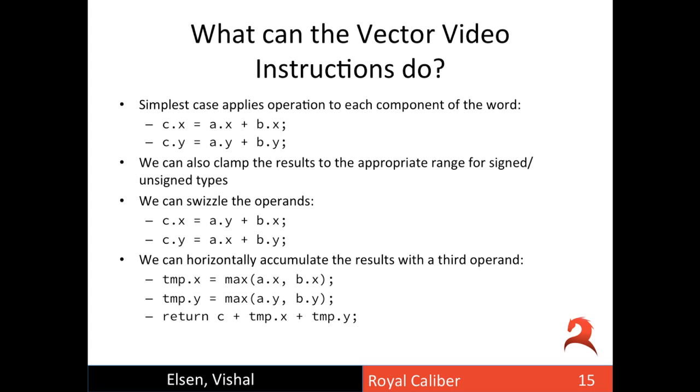One other thing you can do is swizzle the operands. Swizzling is a terminology from graphics. Basically, it means we can reorder the components of the word. And then finally, the last thing that's really nice is we can do horizontal accumulation operations between the components of the word. So in this case, for example, if we imagine that A and B are 2 input vectors, we can take the max of both halves, then add the results of those maxes together, and accumulate that with a third input operand C, and then return that as an output. So that's a whole lot of work that you can do with one instruction, which is pretty nice.